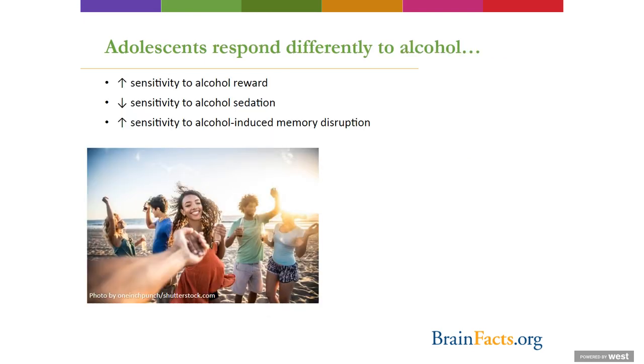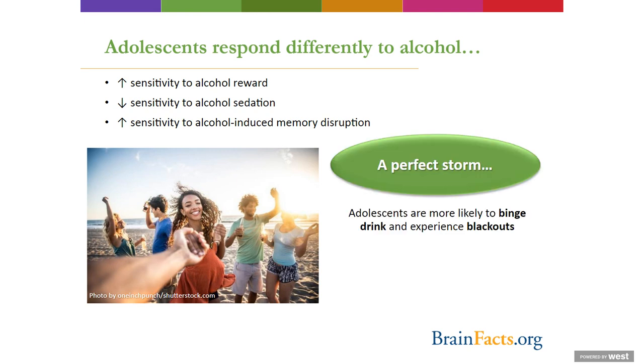So if we go back to some of these differences in sensitivities, adolescents are more sensitive to rewards, so they're likely to drink more once they start drinking. They're less sensitive to the sedation, so they don't have that rate-limiting step. They don't have that natural way to stop drinking. And they're more sensitive to alcohol-induced memory disruption. Well, guess what? This is the perfect storm for both binge drinking and potentially for blackouts.